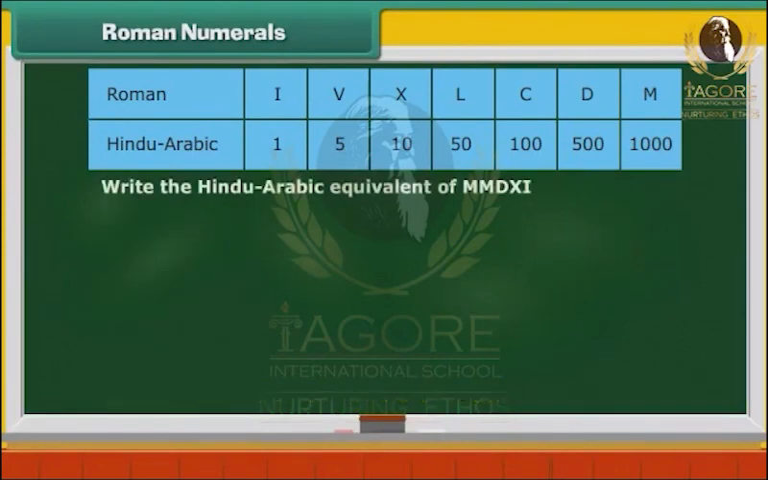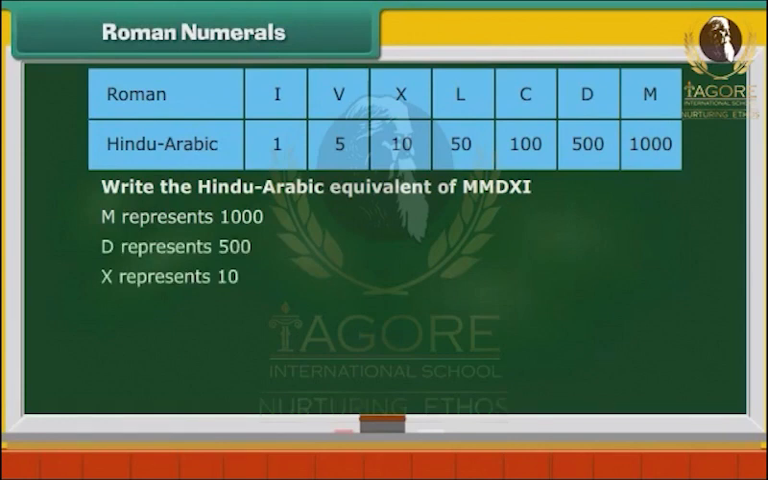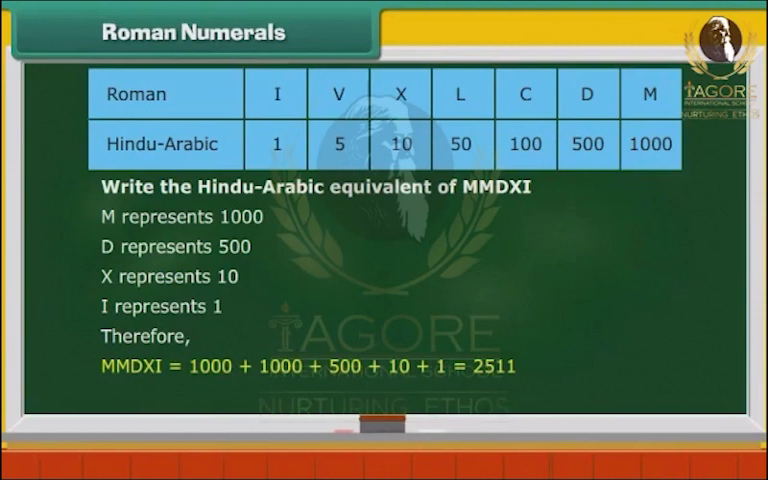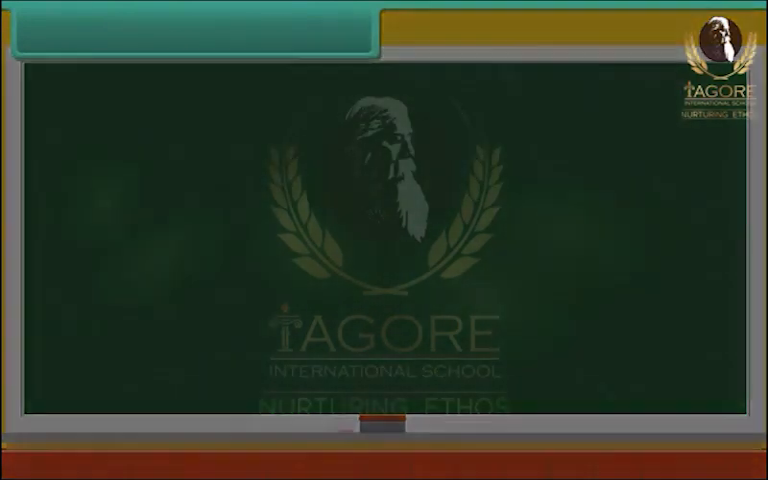Write the Hindu-Arabic equivalent of MMDXI. M represents 1000. D represents 500. X represents 10. I represents 1. Therefore, MMDXI is equal to 1000 plus 1000 plus 500 plus 10 plus 1, which is equal to 2511.